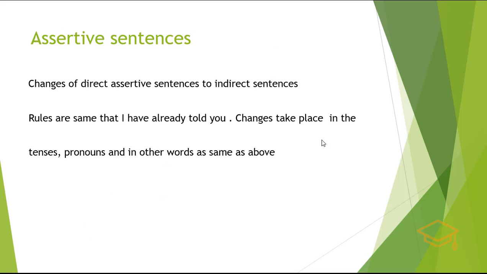The first one is assertive sentences. Assertive sentences means the positive sentences. Changes of direct assertive sentences to indirect sentences: the rules are the same that I have already told you, the 3 rules of changing. The first one is changes of pronouns, the second one is changes in the tenses, and the third one is changes in some other words. Changes take place in tenses, pronouns, and in other words, the same as before.